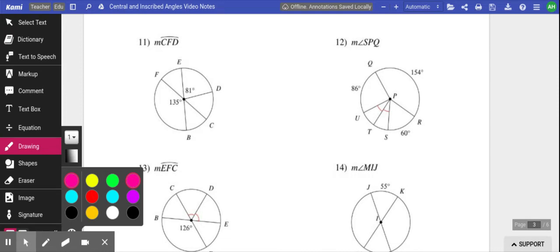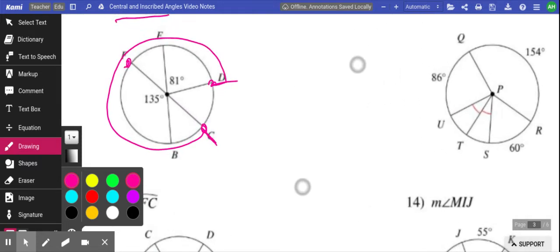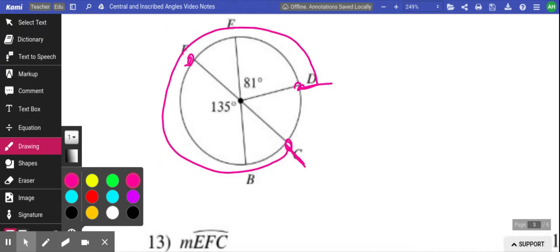Okay, then we get into ones that are a little more tricky. This wants us to find the measure of arc CFD. When you have this symbol on top like this, that's an arc measure. So here's F, and here's D. We have to go in that order, C, F, D, and we are trying to find that arc measure. This one has a little bit more to it, so let's zoom in a little bit.